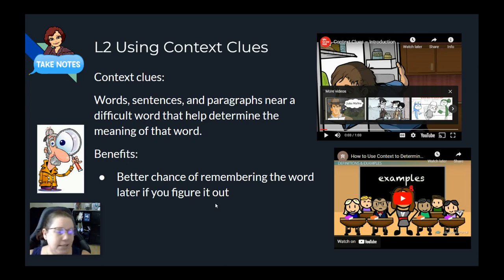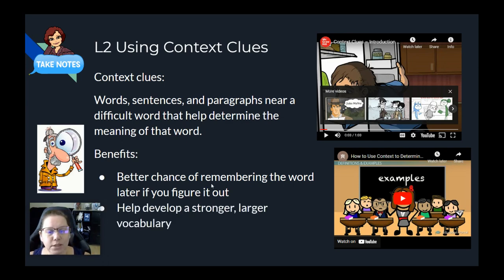Okay. Instead of just skipping over it, you're actually thinking about what else in the sentence or the paragraphs around it tells me what this word could mean. And then if you figure it out, you have a better chance of remembering it. It helps you to build a stronger, larger vocabulary, which is the focus of this unit. And it will also help you to increase your communication skills.